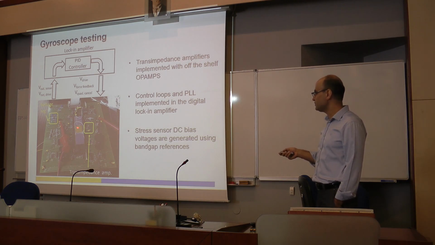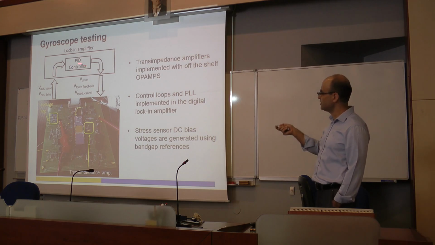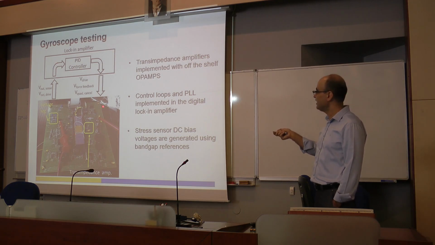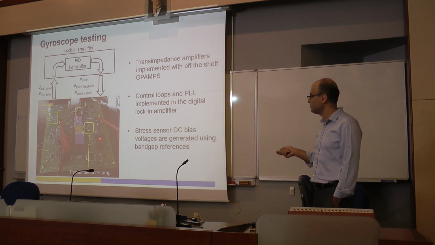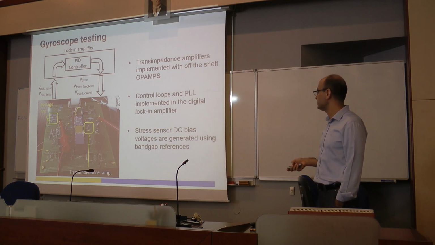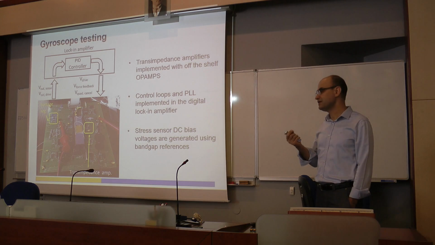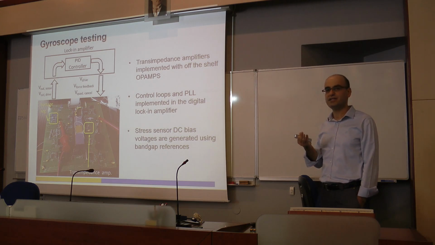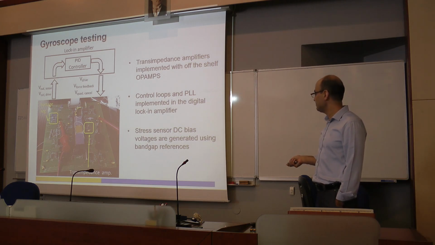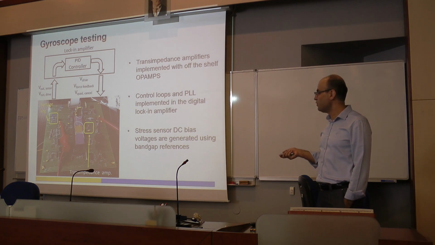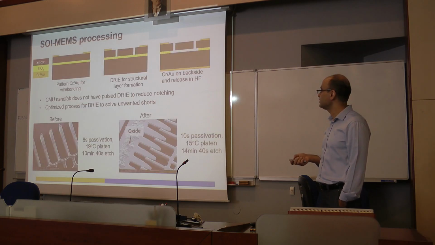So I convert the output of my gyro to voltage, input it into the lock-in amplifier, and control signals come back from the lock-in amplifier, and you can make a gyro like that. And I also have stress sensors, so they are strain gauges, resistive bridges, and I have stable voltages on the board that I apply to the stress sensors.